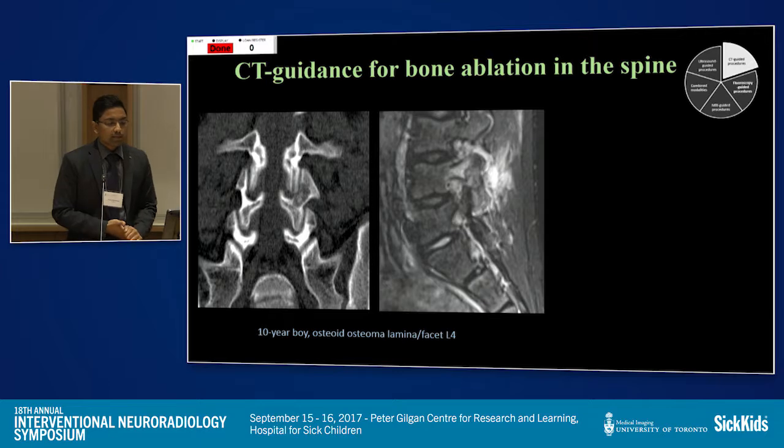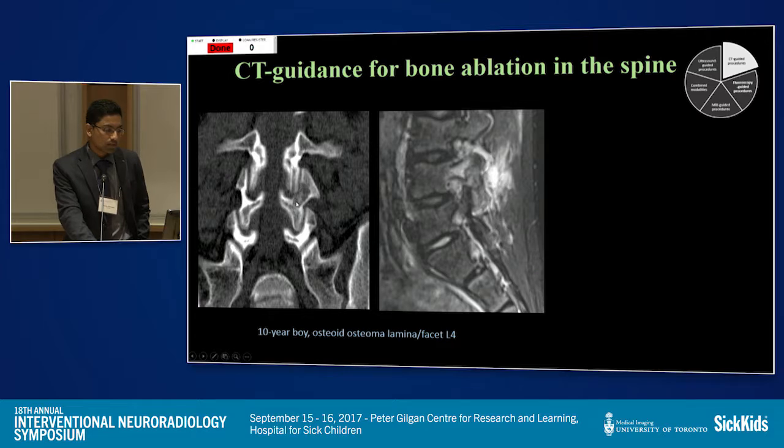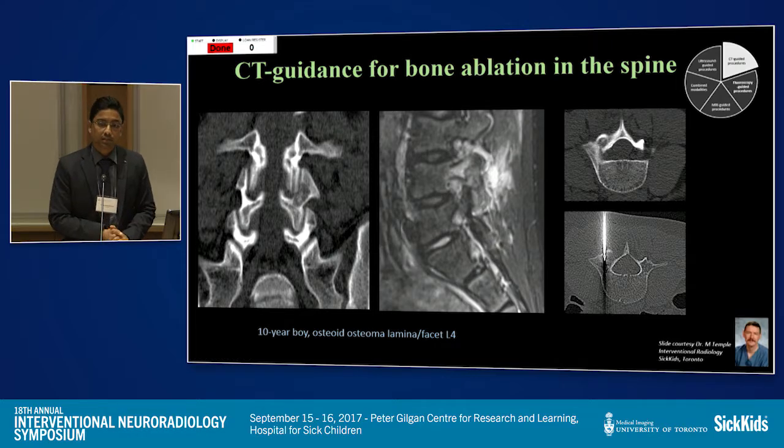We use CT guidance for procedures like bone biopsies or bone ablations, like in this 10-year-old boy who had an osteoid osteoma in the lamina of L4, and you can see how closely it abuts the facet joint. A lot of peritumoral inflammation. He underwent laser ablation under CT guidance with excellent clinical outcomes. Now, these are procedures that we do in collaboration with our body colleagues, Dr. Temple, seen here, who does a lot of these procedures also outside the axial skeleton.